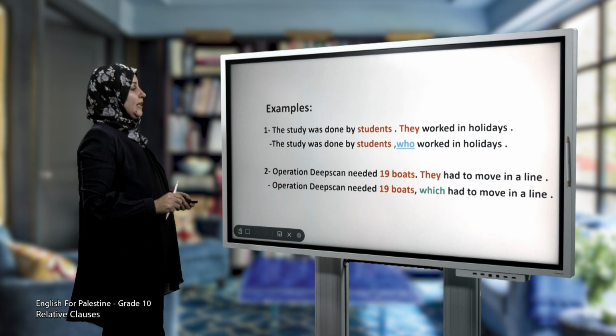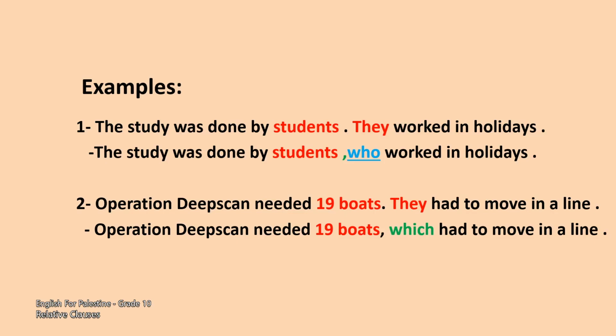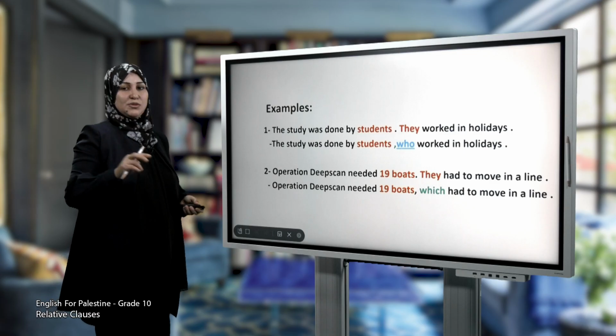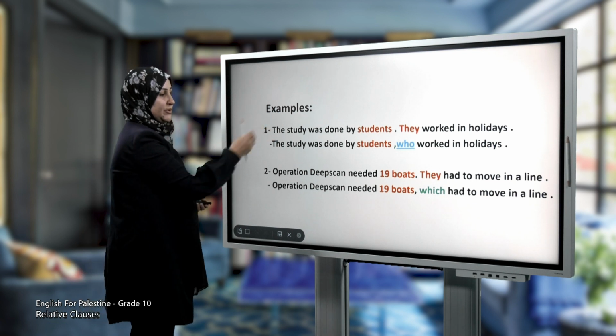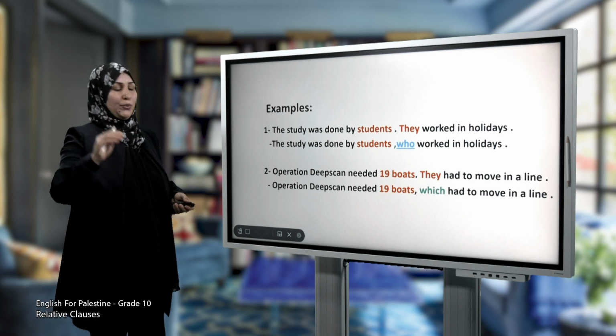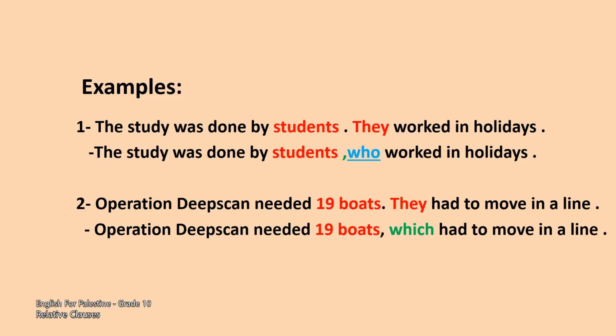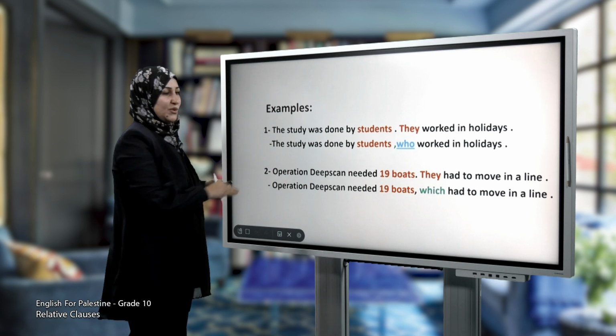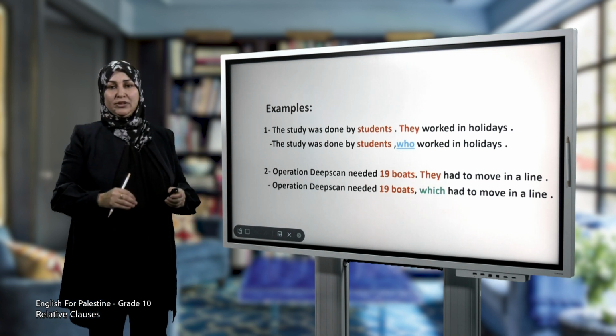Examples. The study was done by students. They worked in holidays. These two sentences are talking about the students, so we join them using who. The study was done by students. We can stop here, this is a full sentence, but I want to add extra information, so I say who worked in holidays. Again, the study was done by students who worked in holidays.